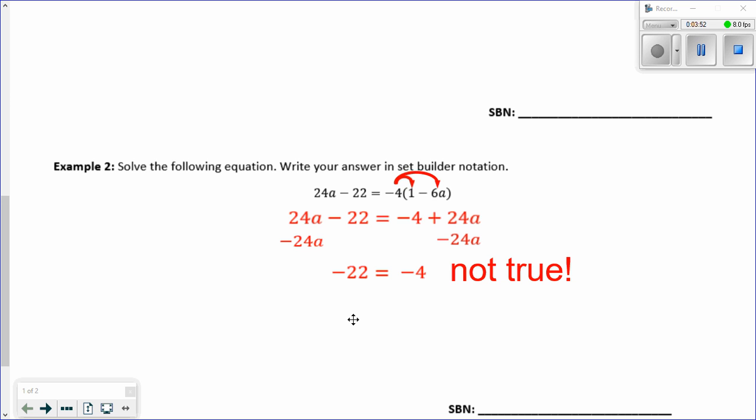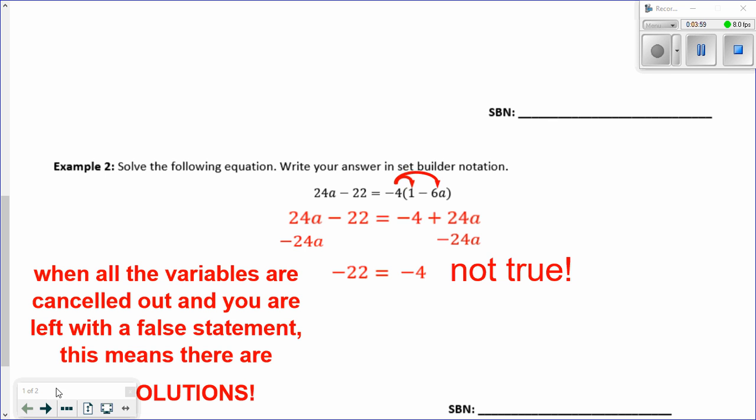So what has happened now is I've canceled out all my variables and I'm left with a false statement. When all the variables are canceled out, meaning they're gone, they've been inverse operationed out of there, and you're left with a false statement, this means there are no solutions. There is no value for a that would ever make this statement true. Okay? So my answer here is actually no solutions.